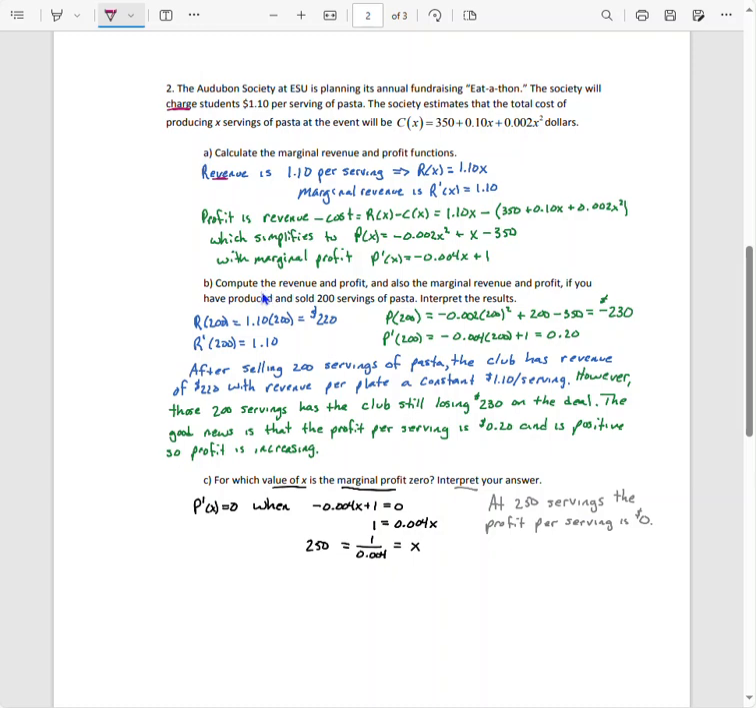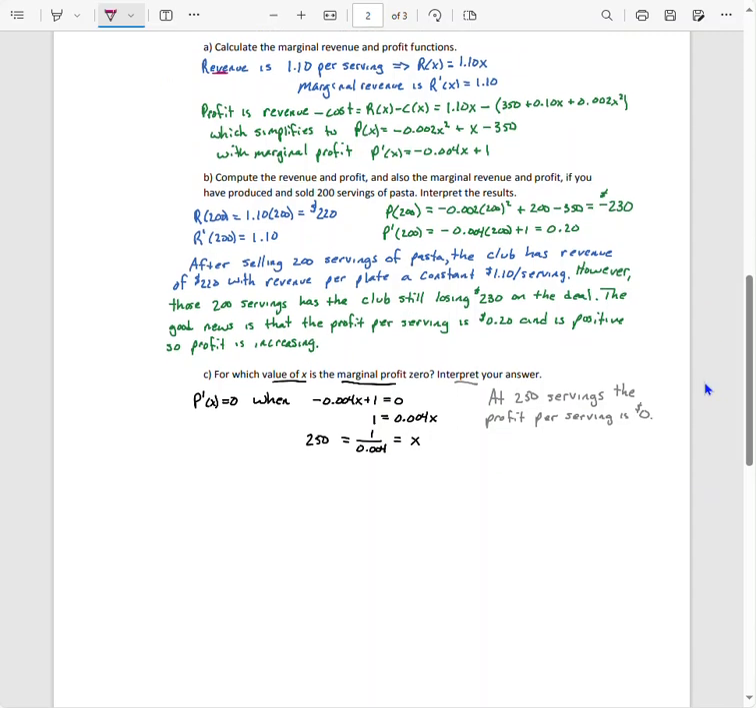All right. So calculate the revenue and profit, and also the marginal revenue and profit if you have produced and sold 200 servings of pasta. Interpret the results. So let's do the math first. The revenue at 200, that's $1.10 times 200. We made $220. The marginal revenue, whether you're at 100, 200, or 7, it's going to be $1.10 for the next plate, right? That's how much they're paying.